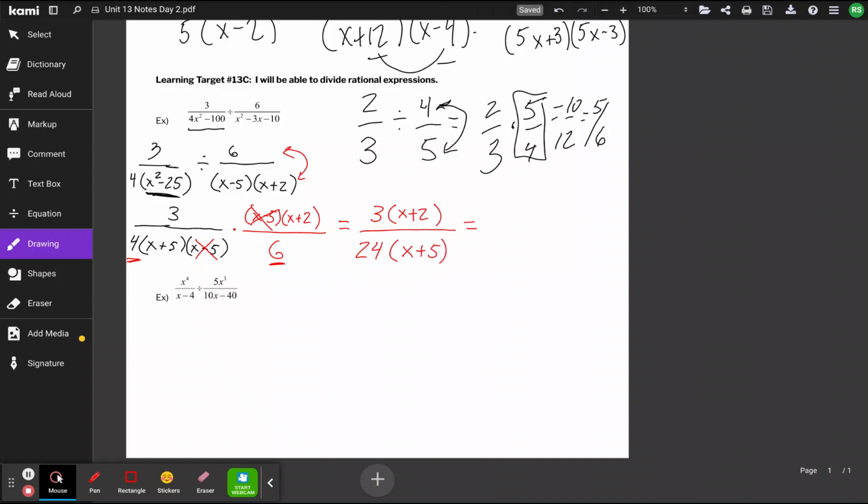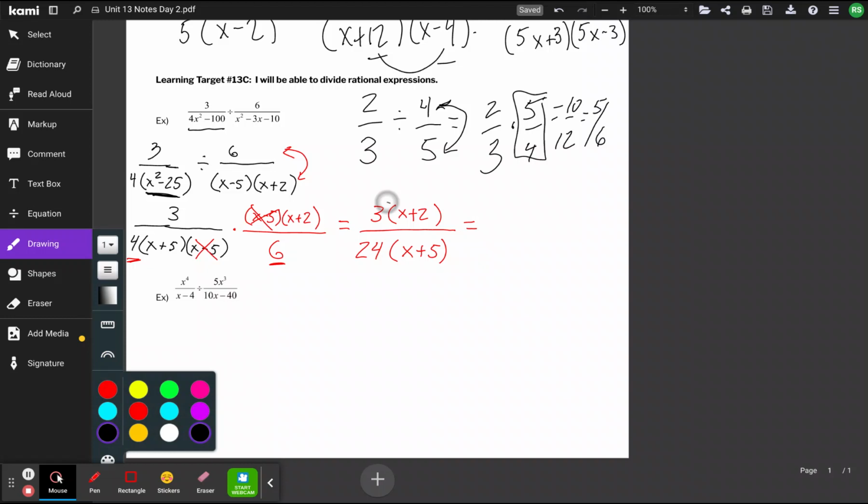So that last step after we've simplified or canceled out our factors would be to take a look and see if we have any fractions that we can simplify. 3 over 24. 3 is a common factor of both 3 and 24. So we can simplify 3 over 24 to 1/8. So we end up with an 8 in the denominator, and the x plus 5 stays. And there is your first example for today.